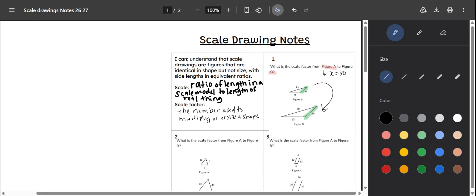Oh, hey, we've done these before. This is 6th grade math. We solve it by doing inverse operations, and that gets us x equals 5. So what is our scale factor? It is 5.